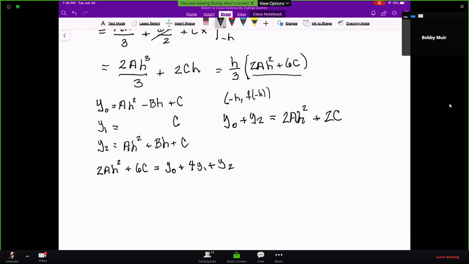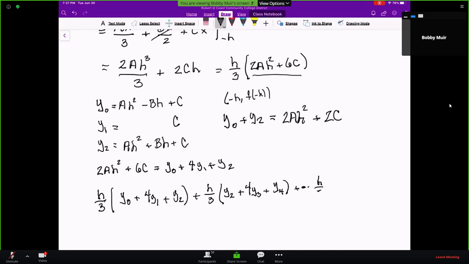And so our first approximation of the area is going to be this h over 3 number times y0 plus 4y1 plus y2. And then we would move to the next parabola. And the next parabola, we would start with the y2. So we'd have the y2 and then 4y3 and then the y4. And this will continue until we get to the very end. h over 3, y sub n minus 2, 4y sub n minus 1, plus y sub n.